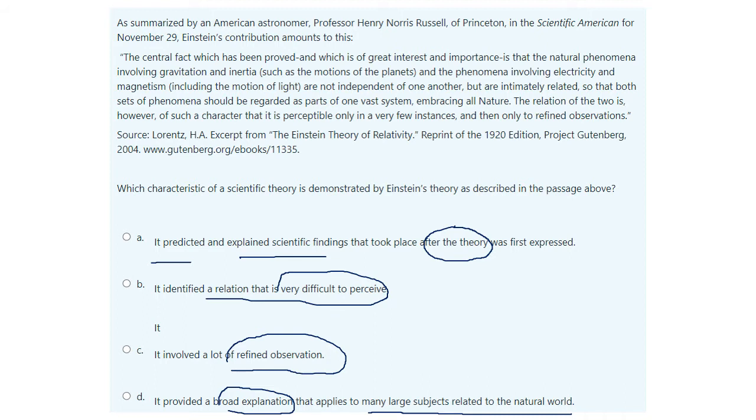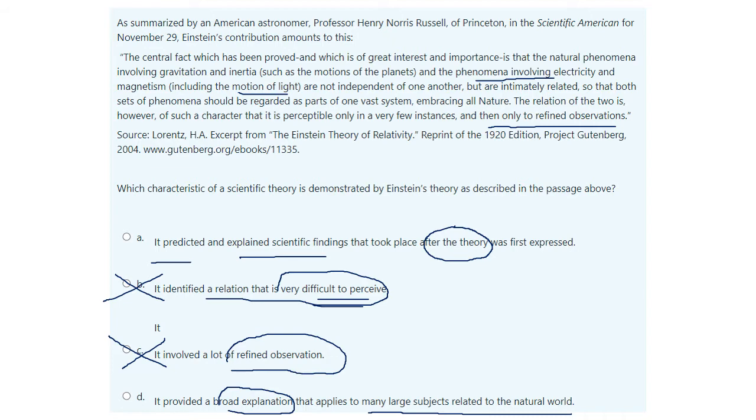The relation of the two is, however, of such a character that it is perceptible in only a few instances and then only to refined observation. Now, it does talk about only refined observations, but that is not the idea of a scientific theory. Things that are difficult to perceive, difficult to understand, well, it does involve electricity, which is difficult to understand. It involves the movement of planets, which are also difficult to understand. But that's not the main definition of a theory.